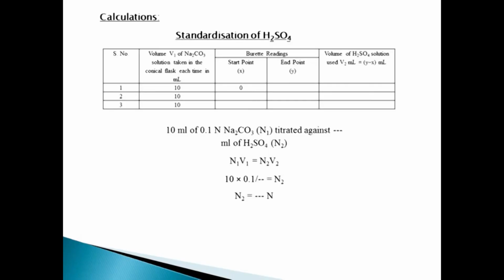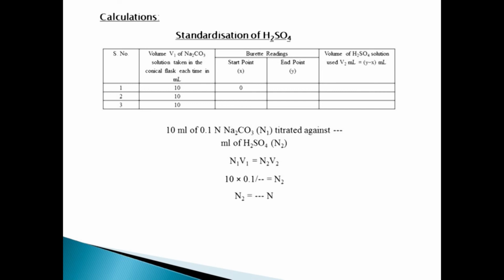So coming to the calculations, first of all we have done a standardization of H2SO4. We have a known value, that is 10 ml of sodium carbonate we have taken. We have done 3 consecutive values, so 10 ml, 10 ml, 10 ml we have taken. From the burette we will get the volume of H2SO4 solution, V2. So 10 ml of 0.1 normal sodium carbonate is titrated against this burette reading ml of H2SO4.